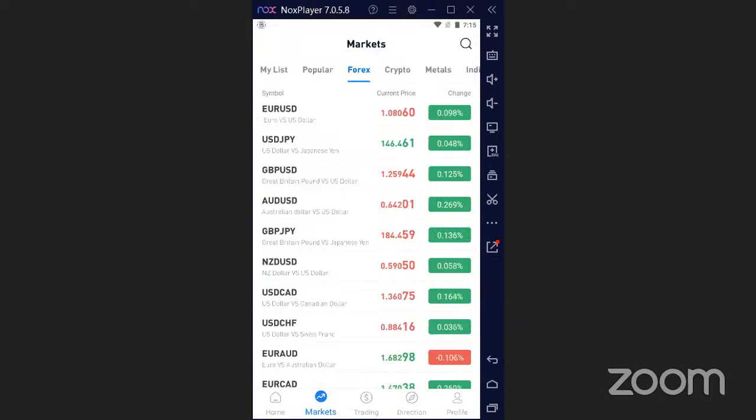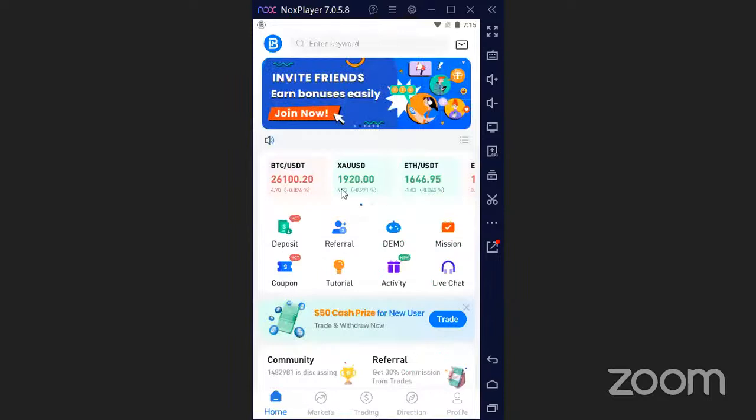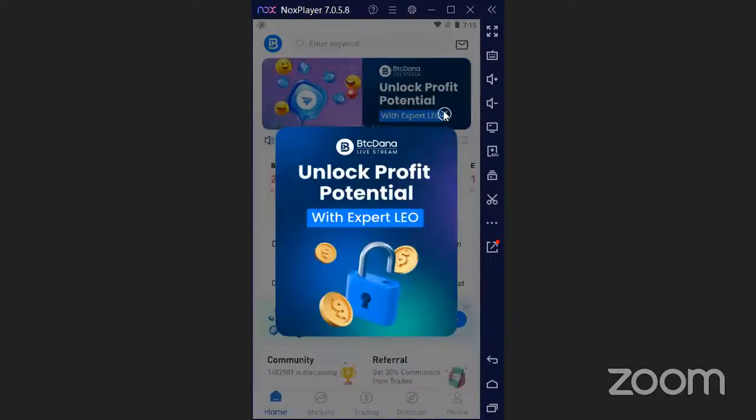Then moving on, we have the forex brokers. Now, who are the forex brokers? You see, this is BTC Dana, and this is where you can trade forex. This is a forex platform where you can trade forex. So we can call this company a forex broker. This is a brokerage company. This is where you trade. Anywhere you can go into and trade is called a forex broker.